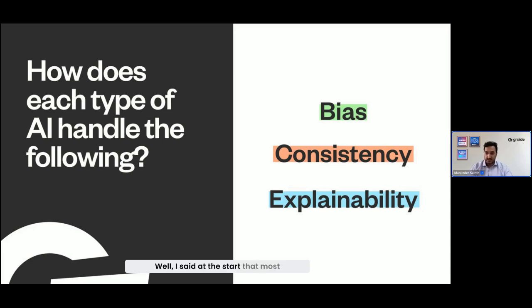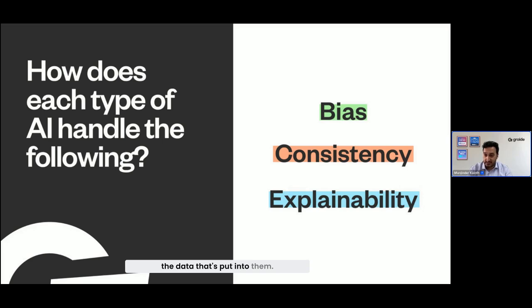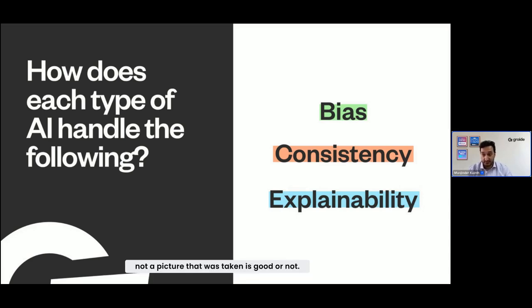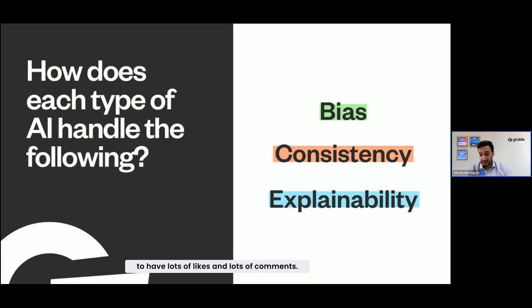Well, I said at the start that most AI systems, these machines that learn, depend on the data that's put into them. When we're dealing with bias, it's effectively going to be a reflection of the bias that is represented in that data. A great example of this is, a very long time ago, somebody tried to create an algorithm that could judge whether or not a picture that was taken is good or not. One of the ways they did this is they built an algorithm based on Instagram data, and they said, if it's a good picture, it's going to have lots of likes and lots of comments. And that's how they defined good.